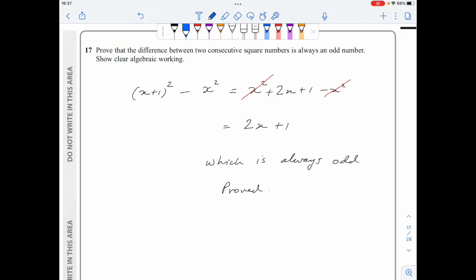Note that we could have used x as the big number and x minus 1 as the small one. So x squared minus (x minus 1) squared. This would lead to 2x minus 1, which is equally correct.